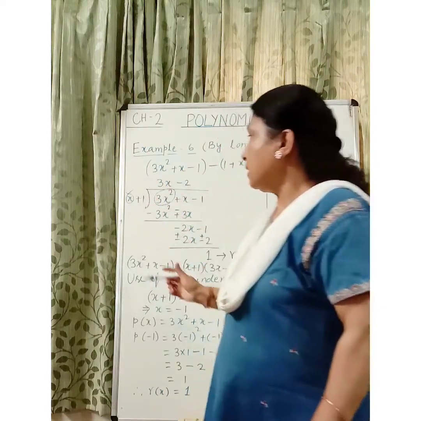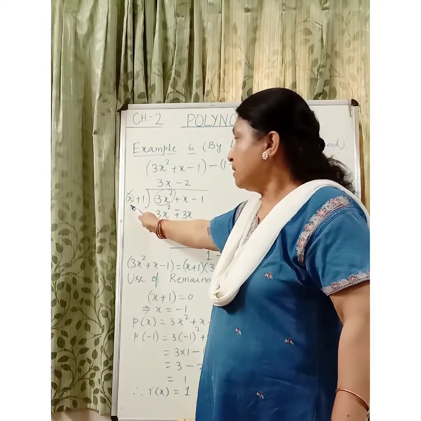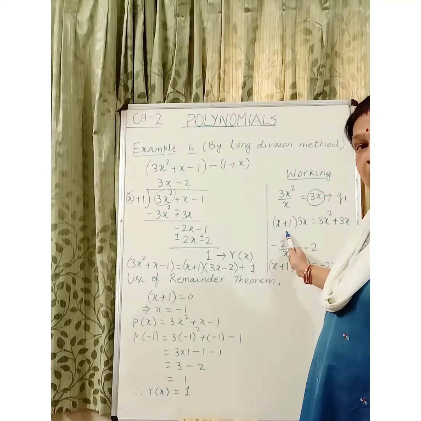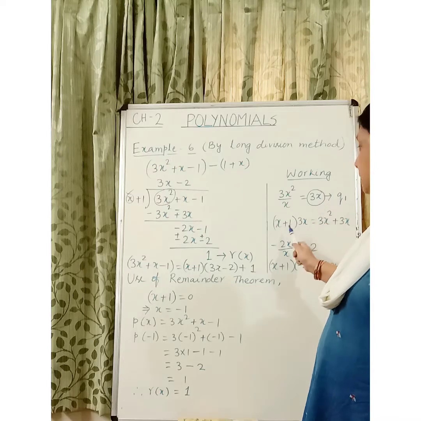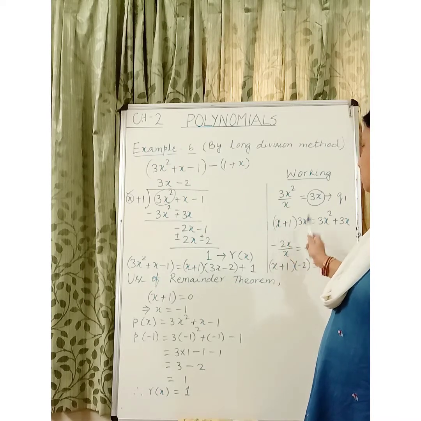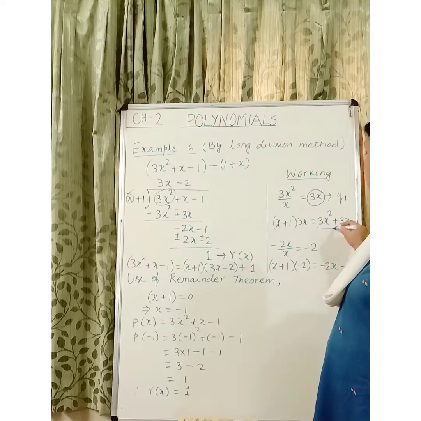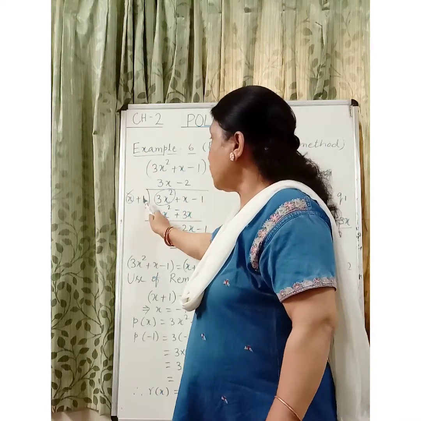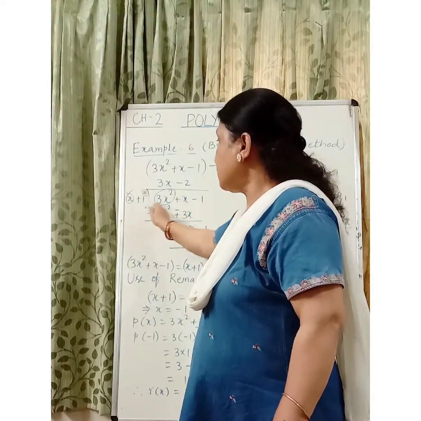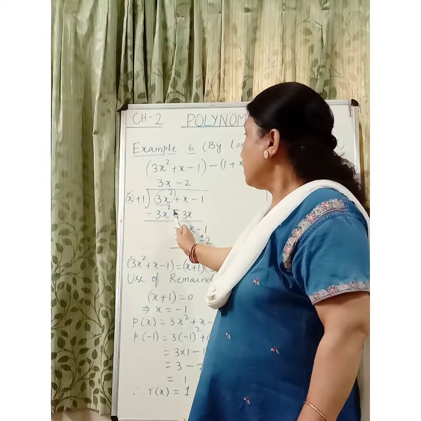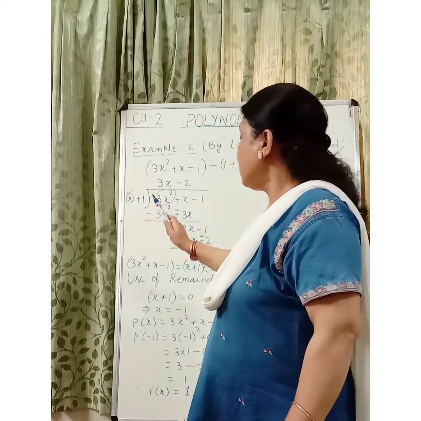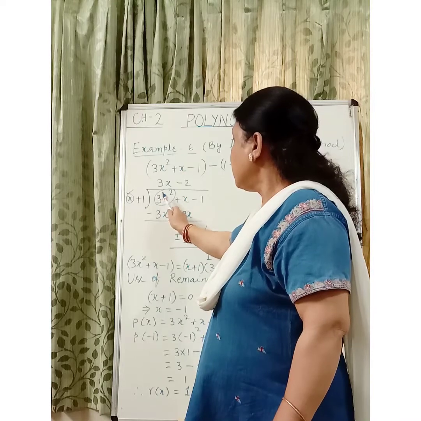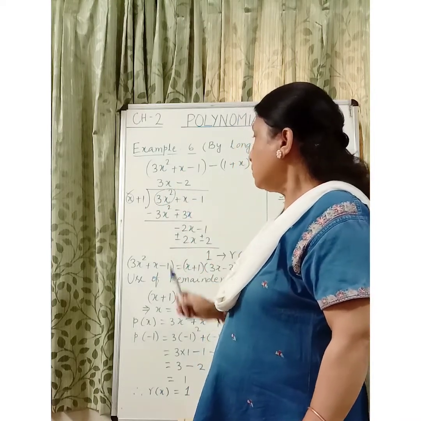Then what do we do in the normal division? We multiply the divisor with the quotient. Same thing we have done here. The divisor is x plus 1 and the first term of the quotient is 3x. So x plus 1 multiplied with 3x is 3x square plus 3x. So here also we will be writing the same thing. x plus 1 multiplied with 3x: x multiplied with 3x is 3x square, then plus 1 multiplied with 3x is 3x.